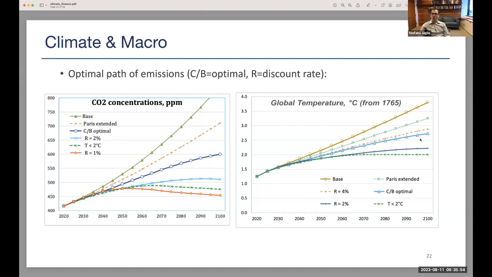If you lower the discount rate, for example, you have this discount rate of 2%, which is this blue line here and light blue line here, you can see you go on a much more moderate path, okay? Now, I'm not going to take a stand now on what's the right discount rate because I actually personally don't think that this is the right framework to think about discount rate.